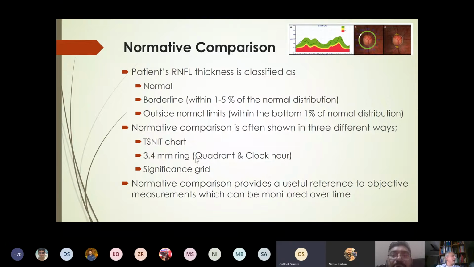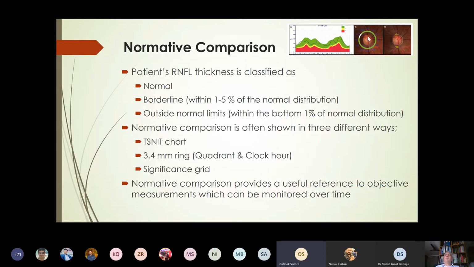One is the TSNIT chart. In the TSNIT chart, you can see this double hump, which is made by unfolding the retinal nerve fiber layer around the disc and making it straight. And here, because the retinal nerve fiber layer is thickest superiorly and inferiorly, this is the reason why you get peaking of the retinal nerve fiber layer thickness in this area.